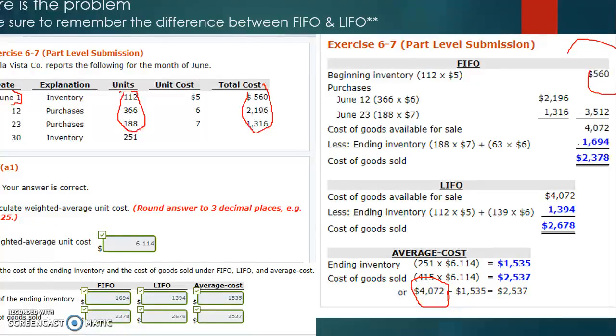And this is the solution for the average cost. I use all the amounts and multiply them by the average unit cost of 6.114, and this gives us this total amount. When we subtract this amount from the total, it gives us 253, which is our cost of goods sold under the average cost.